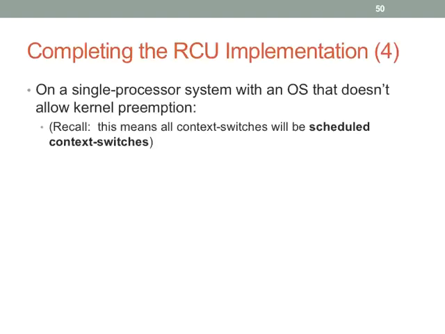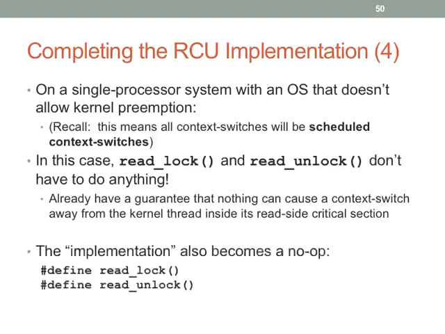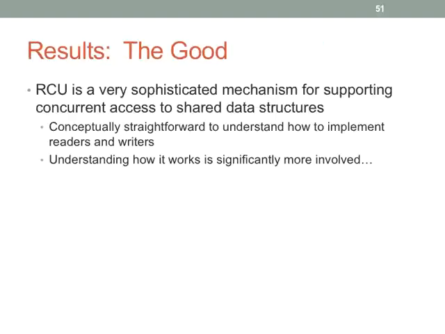So yeah, for a single processor system with an OS that doesn't allow kernel preemption, read lock and read unlock don't do anything because preemption is already not possible. Again, with kernel preemption we still have multitasking, so read lock and read unlock become super simple. I'll actually show you a single slide in a second. Let me just dive through this last part.